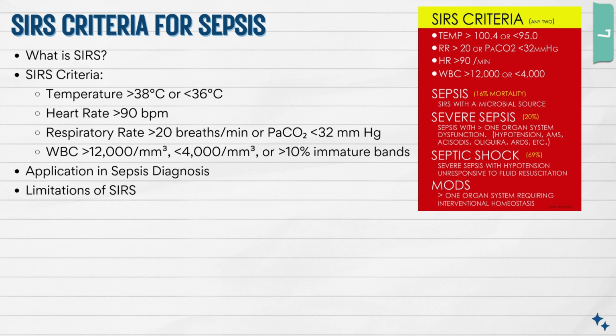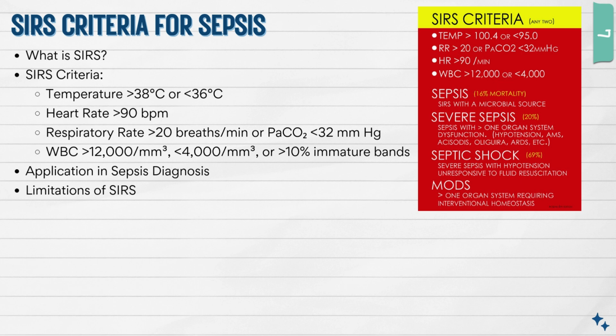Okay. Respiratory rate greater than 20 breaths per minute. But if you have a CO2 monitor and it's less than 32, they also meet this category for respiratory involvement. And then white blood count. So you get your CBC back and it's greater than 12,000 or less than 4,000. Okay. Or more than 10% immature bands. So that's another part of the CBC. I'm not going to make you remember that, but that is another part of the criteria.